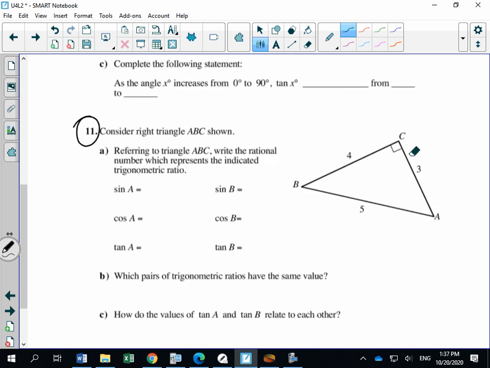Next question, let's look at that number 11. Consider the right triangle shown. Referring to triangle ABC, write the rational number which represents the indicated trig ratios. So we are just going back to trig ratios. So let's start with all of these A's. So starting with the A's, the A gets the eyeballs, and that would be opposite, hypotenuse, and adjacent. I'm going to write SOHCAHTOA.